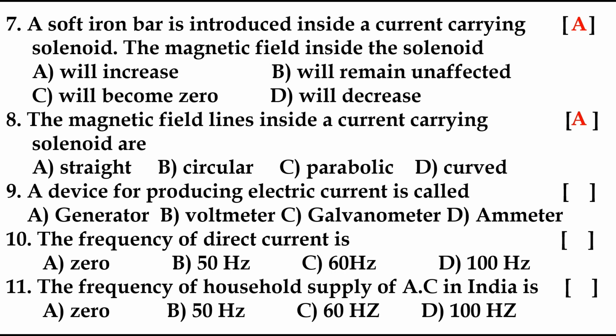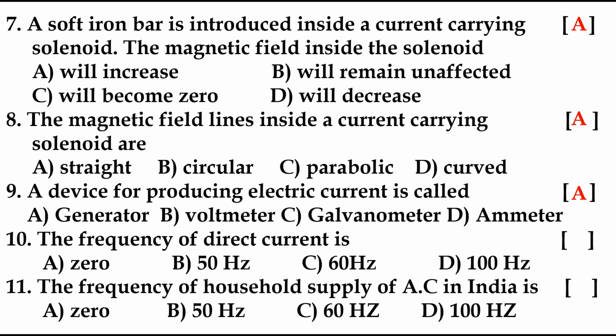Ninth bit, a device for producing electric current is called option A generator, option B voltmeter, option C galvanometer, option D ammeter. Answer is option A generator.